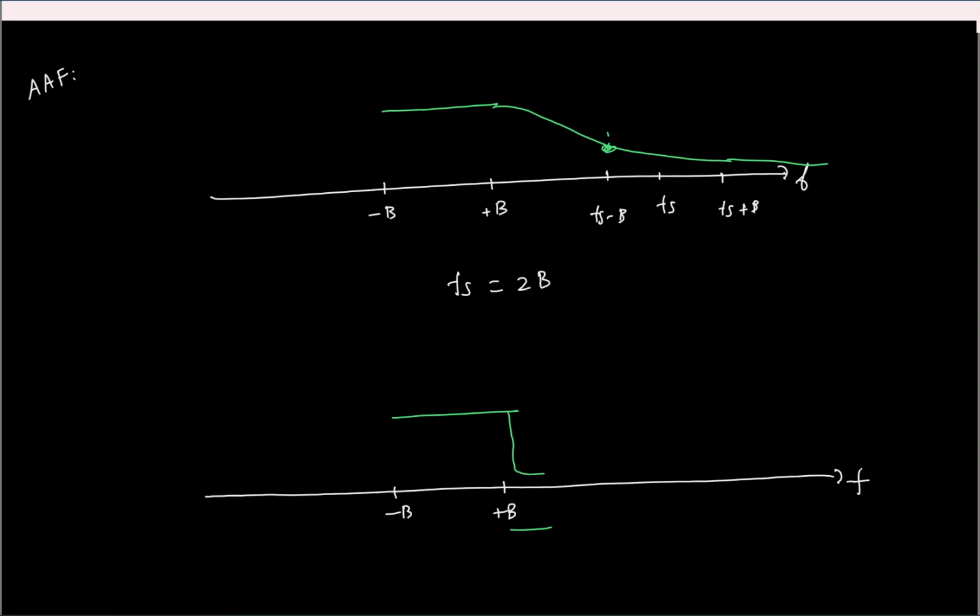Do you think it's reasonable to realize a filter like this? No. Any kind of time response or frequency response which has sharp jumps like this is impossible to realize. So if you are a designer and you are asked to do this, how will you choose your sampling frequency?